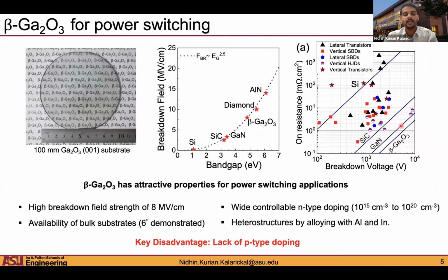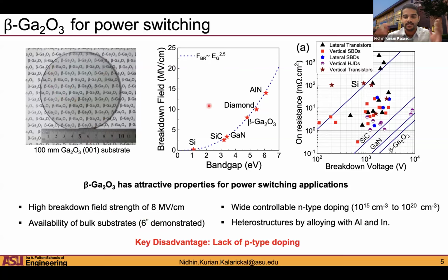So what about beta-gallium oxide? What is specific about gallium oxide? Well, gallium oxide has very good, attractive properties for power switching applications, right? So what are these properties? Well, you can get bulk, single crystalline, high quality substrates, which can be grown from the melt. You cannot do that for a lot of semiconductors, but for gallium oxide, you can do it. Classic examples are gallium nitride. It's very difficult to do for gallium nitride, but you can do it for gallium oxide. And there are vendors who have reported 6-inch substrates.